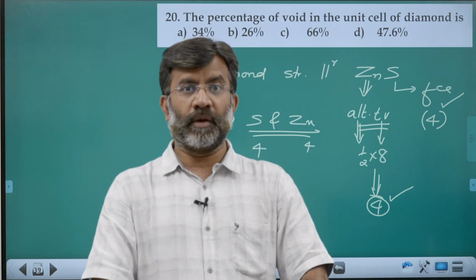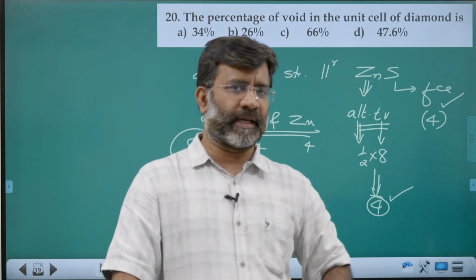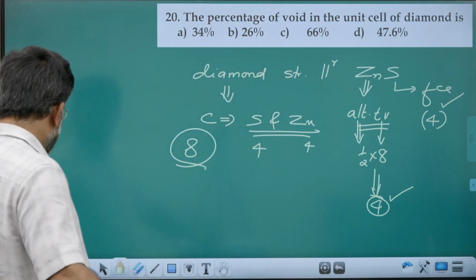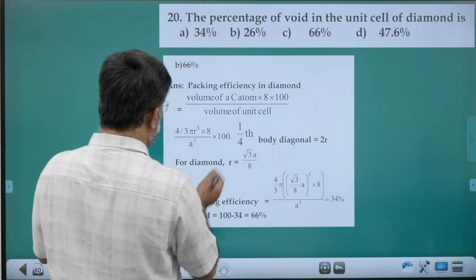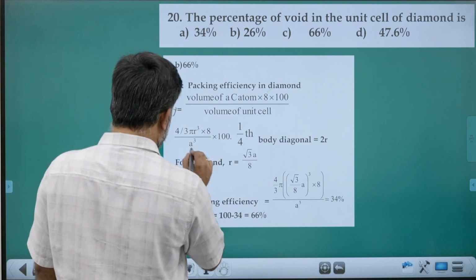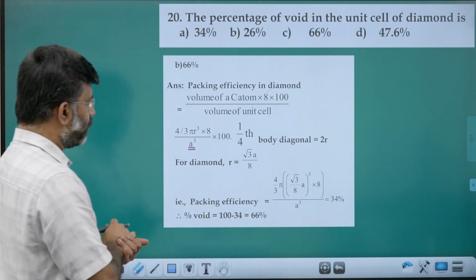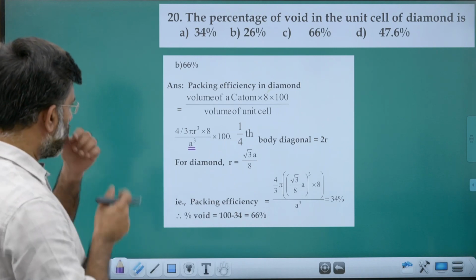Okay. So the volume of carbon atoms per unit cell is 8 into 4 by 3 pi r cube. The packing fraction is the volume of carbon atoms in the unit cell, 8 into 4 by 3 pi r cube, divided by a cube, where a is the edge length. Right?